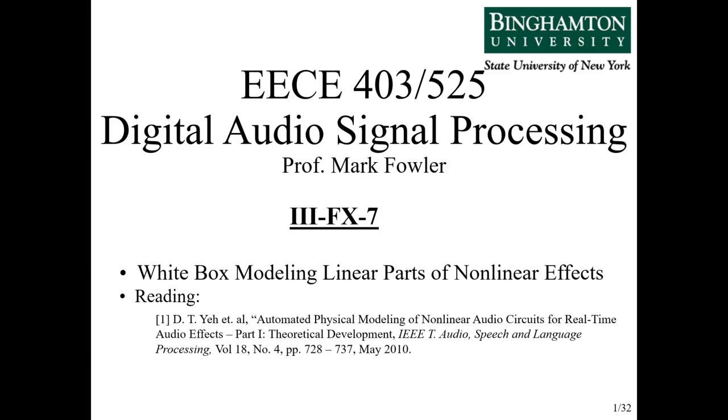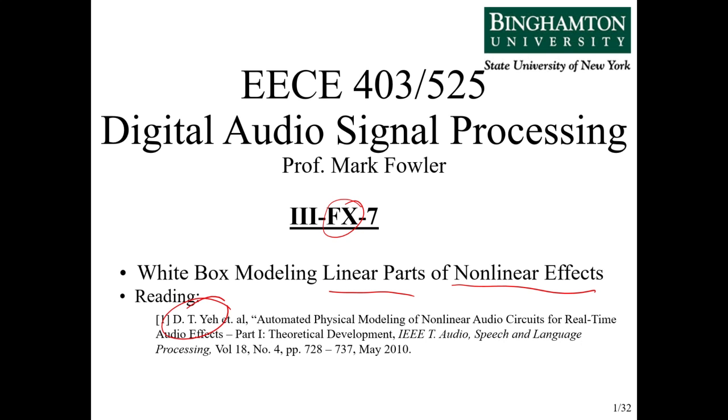All right, this is our seventh note set in Unit 3 on effects in our digital audio signal processing course. In the previous note set, we looked at a black box approach to modeling linear parts of nonlinear effects. And today, in this video, we're going to look at a white box view for the same thing, modeling the linear parts of nonlinear effects.